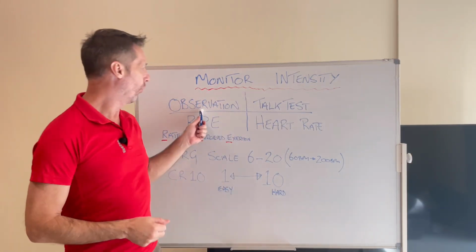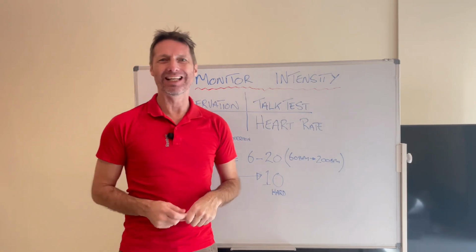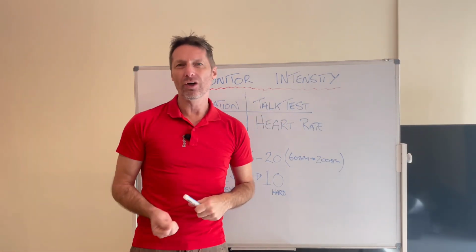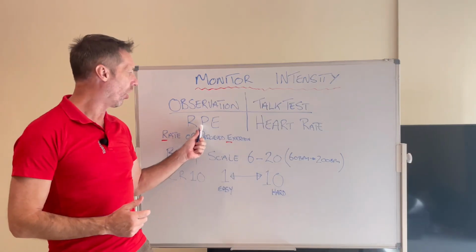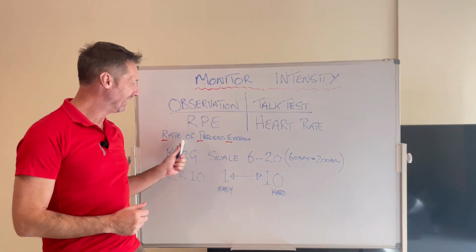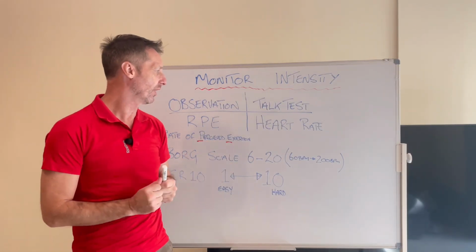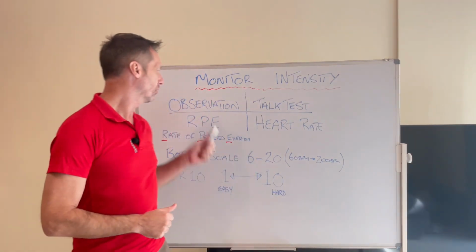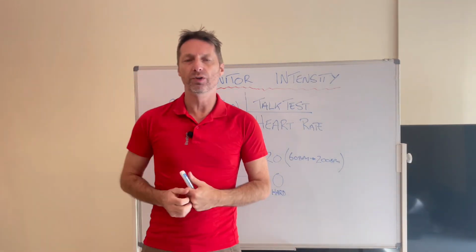So we have 4 different ways in which we can do that. We can use observation. We can use what we call a talk test. We use RPE, which means rate of perceived exertion, or we can monitor the client's heart rate. So let's look at, first of all, observation.